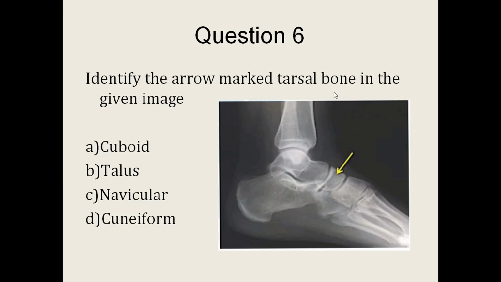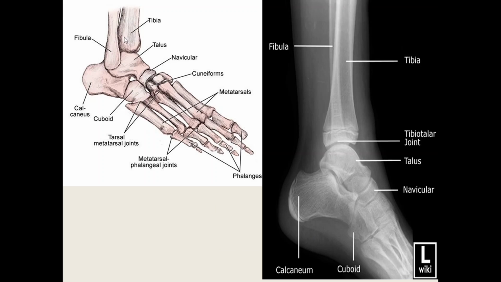Identify the arrow marked tarsal bone in the given image. Now let's look into the image. Tibia sits on the talus, and in front of talus there is navicular, and then you have cuboid, and then you have three cuneiforms. Then you have the metatarsals, and then you have phalanges. Now looking into the X-ray, you see the tibia sitting on the talus, and right in front of talus you have the navicular bone, and then you have the cuboid bone laterally, and medially you have the cuneiform, and then you have the metatarsals and phalanges.